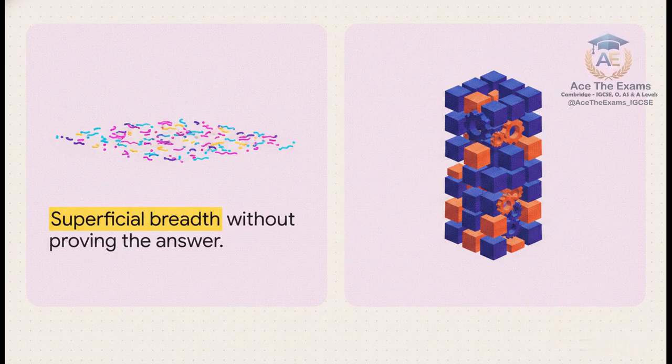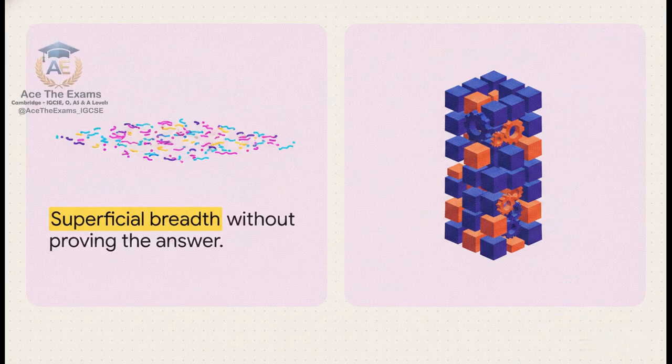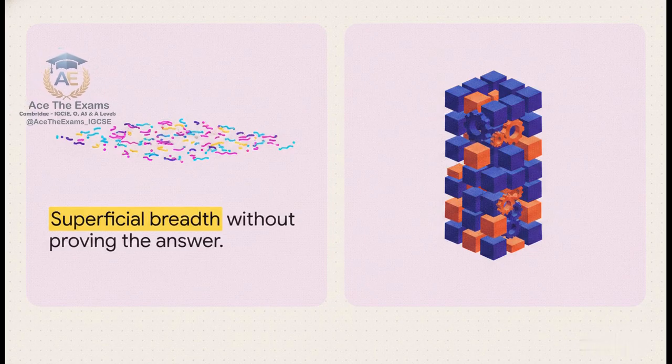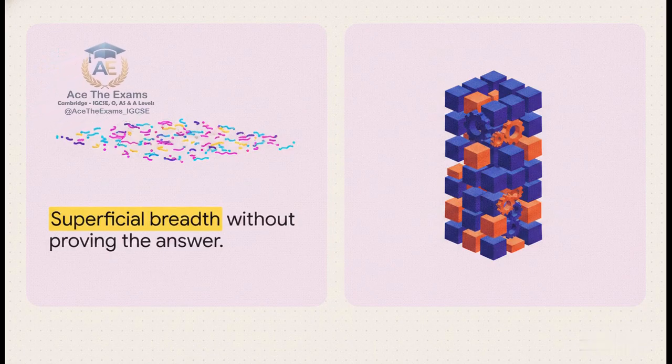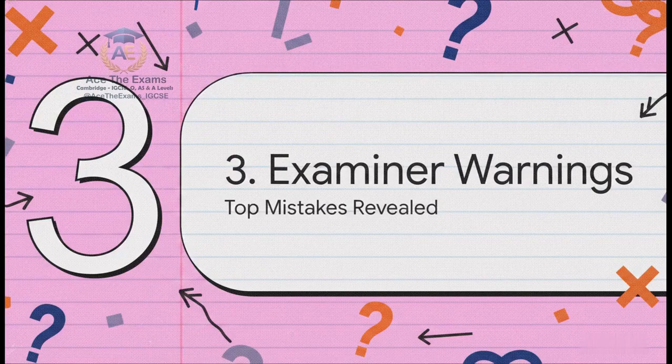The Cambridge assessment framework aggressively prioritizes logical, structured reasoning over superficial answers. Your cognitive domains of knowledge, application, and analysis all need to be firing together. A deep analytical proof will outscore a broad, unproven guess every single time. Section 3. Top examiner warnings revealed.